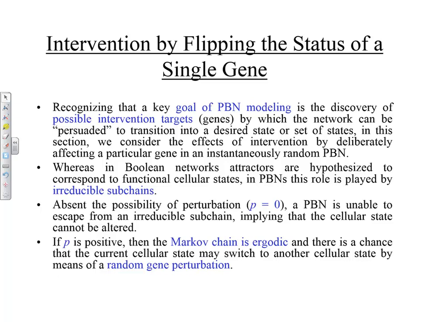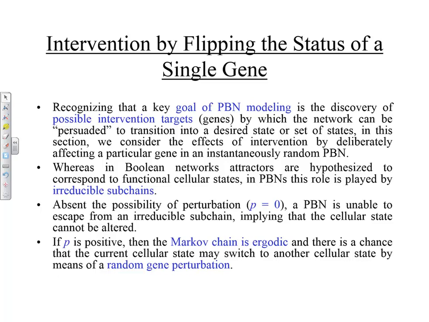So recognizing that a key goal of PBN modeling is the discovery of possible intervention targets, or genes, by which the network can be persuaded to transition into a desired state or set of states. In this section, we consider the effects of intervention by deliberately affecting a particular gene in an instantaneously random PBN. Whereas in Boolean networks, attractors are hypothesized to correspond to functional cellular states, in PBNs this role is played by irreducible subchains.